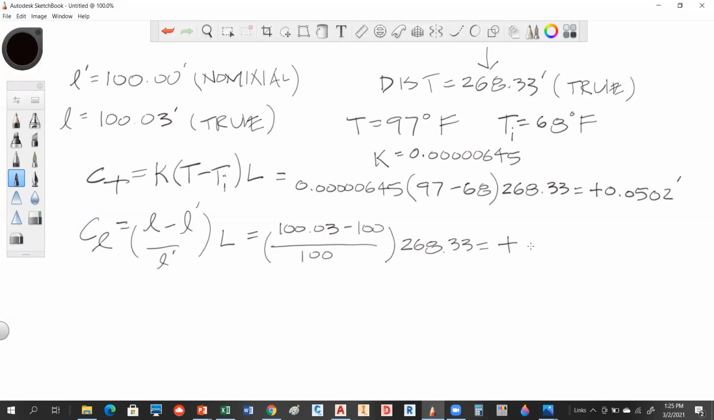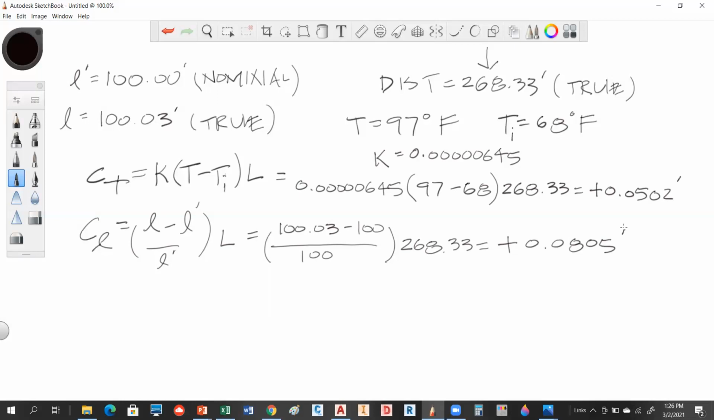Here's what I came up with. You guys verify this. 850ths of a foot, basically, which is about an inch. Is that what you guys are getting? Yeah, that's good. So the correction, or the systematic error due to the incorrect length, is greater than the systematic error due to temperature. Okay, that's important to understand there.